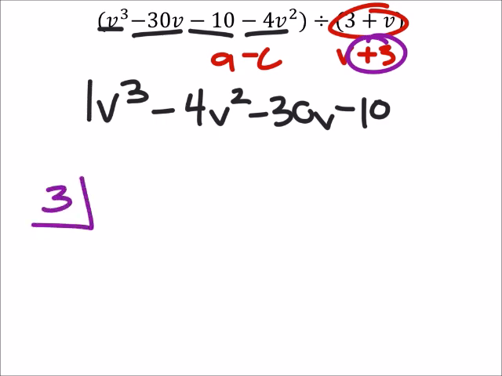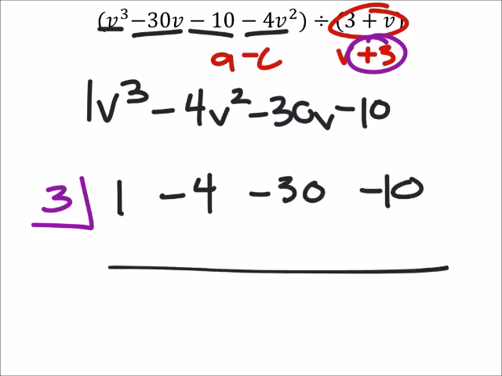Now we're just looking at the coefficients of each of these. Again, if it helps, put that 1 in front of the v cubed. So our coefficients are 1, negative 4, negative 30, and then the constant negative 10. We got our line right here. We'll drop the 1.